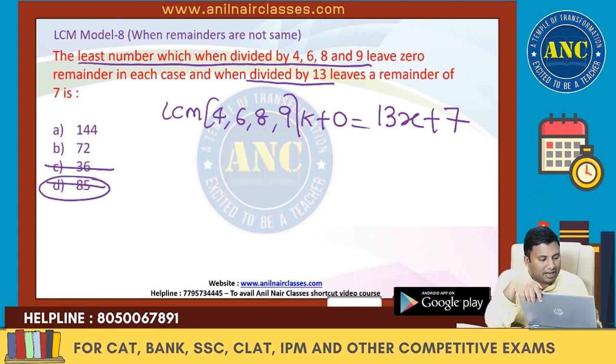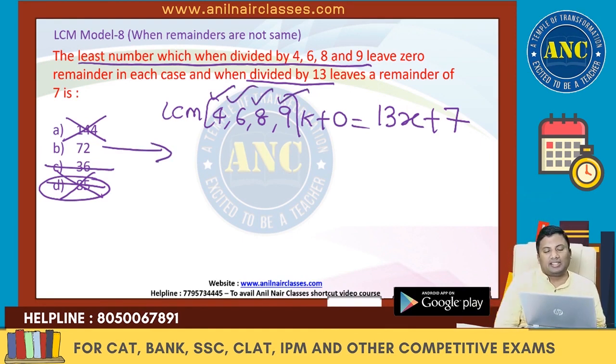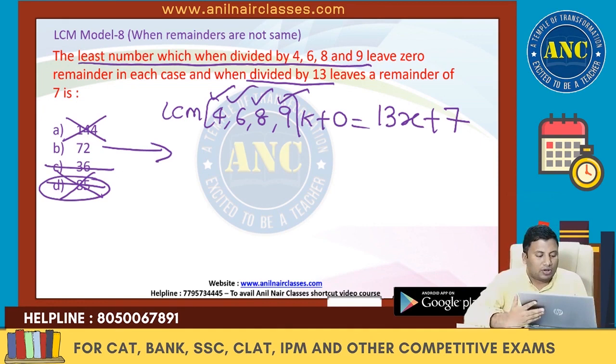Is it perfectly divisible by 4? No, it is eliminated. 13 1s are 13, 13 11s are 143. It is not possible. 72: 72 is divisible by 4, 6, 8 and 9. 13x plus 7: 13 5s are 65 plus 7. So the answer for this question is 72.